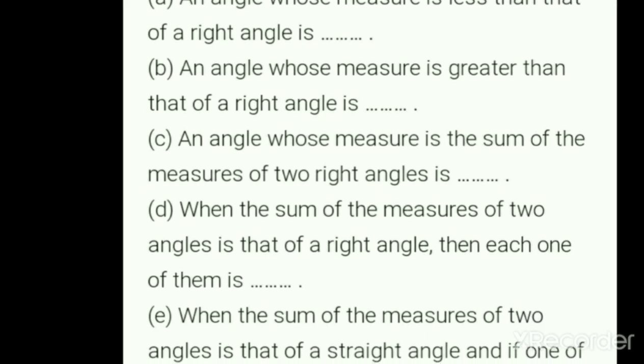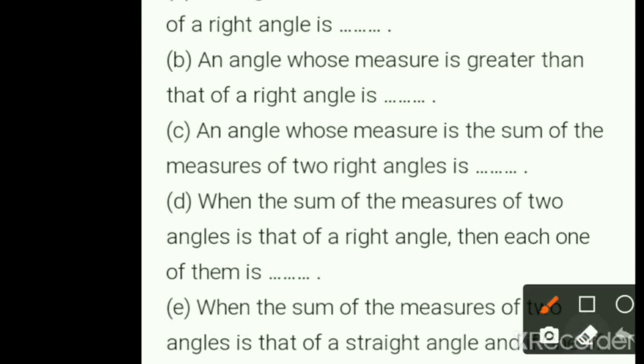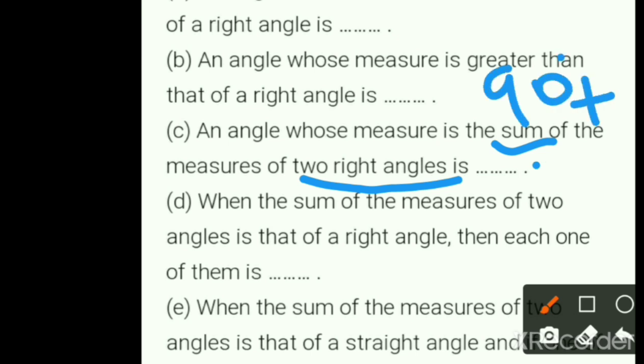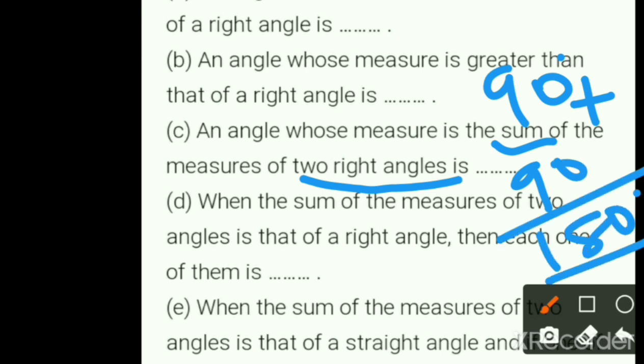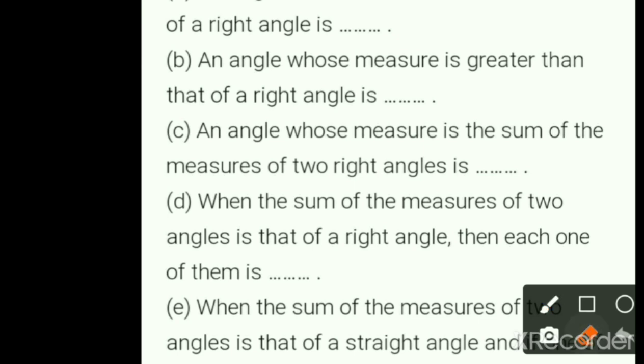Now C subdivision. An angle whose measure is the sum of the measures of two right angles. Sum means addition of two right angles. So one right angle is 90 degree. So 90 degree plus 90 degree is 180 degree. So an angle whose measure is the sum of the measures of two right angles is 180 degree. 180 degree means what angle? Straight angle. So the answer is straight.